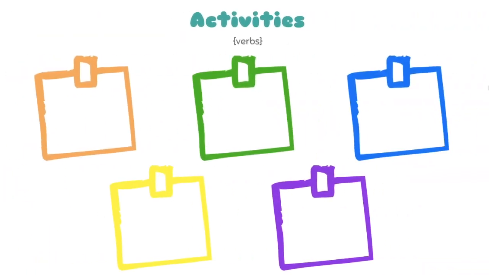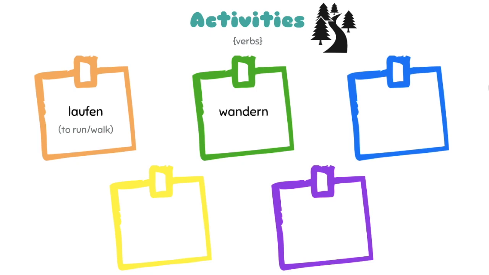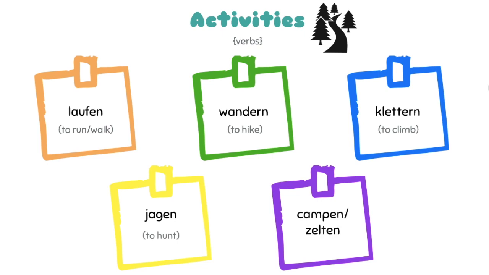The next verbs are related to the outdoors. Laufen, to run or to walk. Wandern, to hike. Klettern, to climb. Jagen, to hunt. And campen or zelten, to camp. Laufen, wandern, klettern, jagen, campen, zelten.